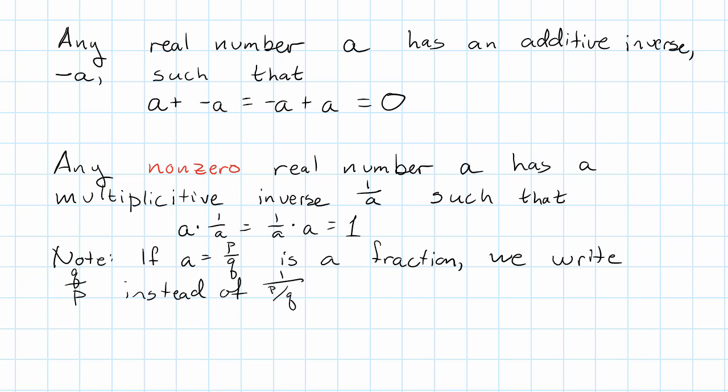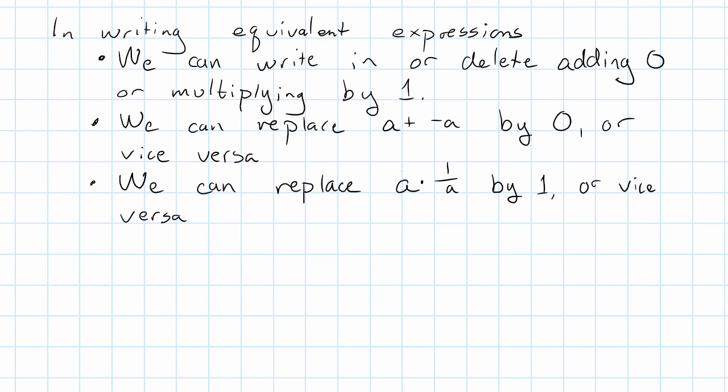Alright, how does this let us build new equivalent expressions? Well, in writing equivalent expressions, we are allowed to write in or delete adding 0 or multiplying by 1 as the fancy strikes us. We can replace a plus negative a by 0, or we can replace 0 by a plus negative a. We can replace a times 1 over a by 1, or we can replace 1 by a times 1 over a.